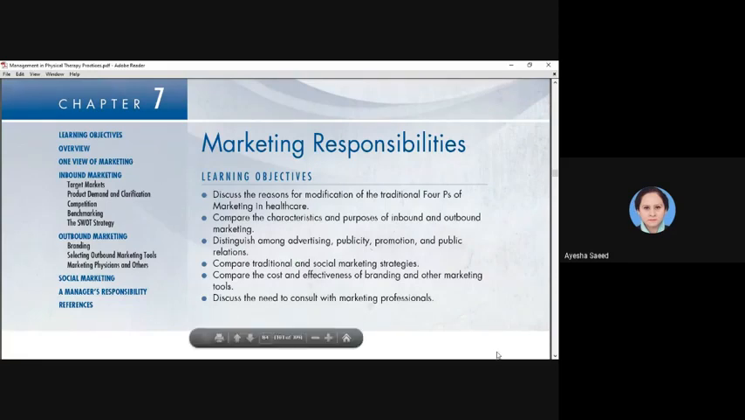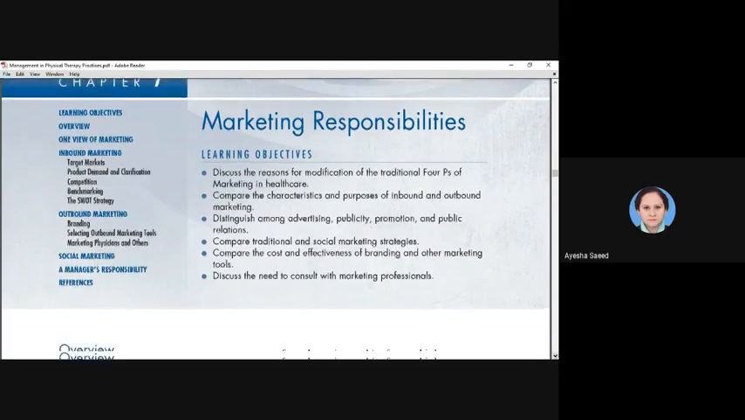So the learning objectives of this presentation are to discuss the reason for modification of traditional 4 Ps of marketing in healthcare, compare the characteristics and purposes of inbound and outbound marketing, distinguish among advertising, publicity, promotion, and public relations, compare traditional and social marketing strategies, compare the cost and effectiveness of branding and other marketing tools, and discuss the need to consult with marketing professionals.